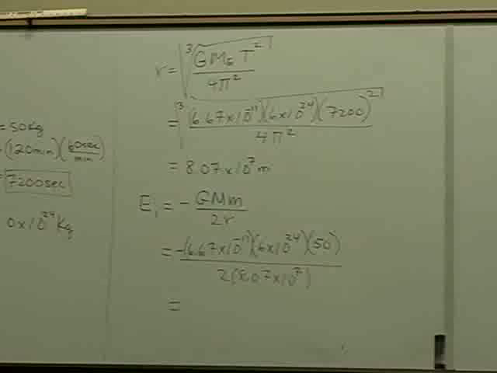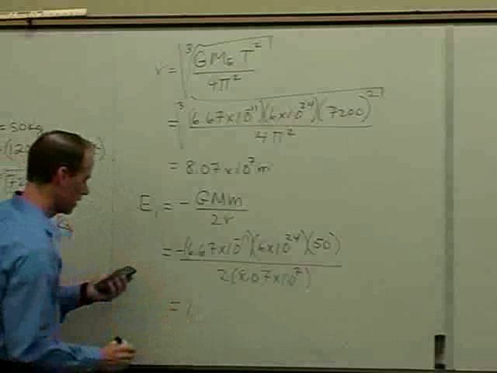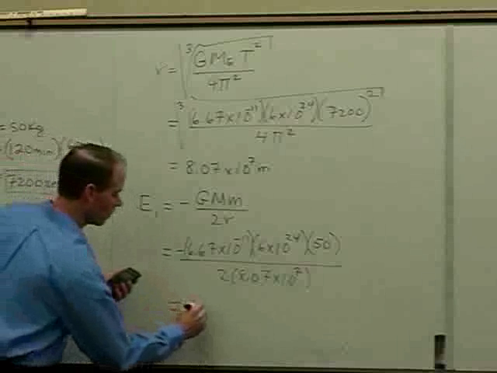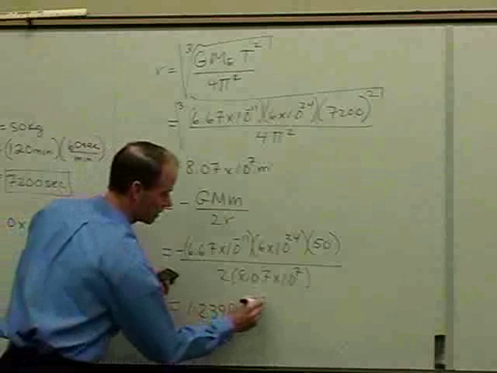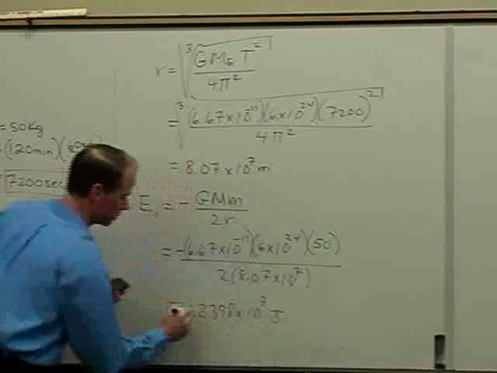One of the biggest challenges is just to make sure that you punch everything correctly into your calculator. I got 1.24 times 10 to the 9. Might need a few more digits, so I need to keep 1.2398 times 10 to the 9 joules, negative.